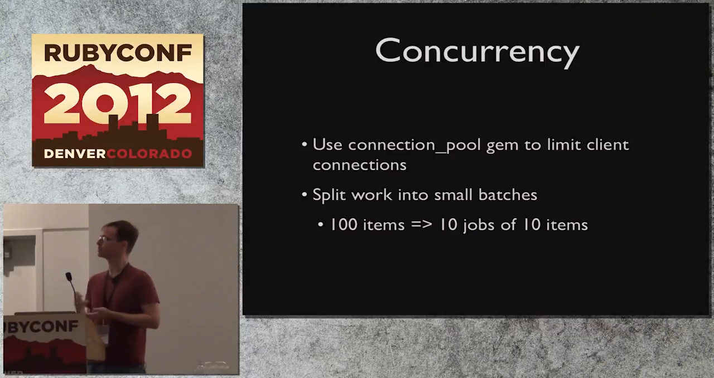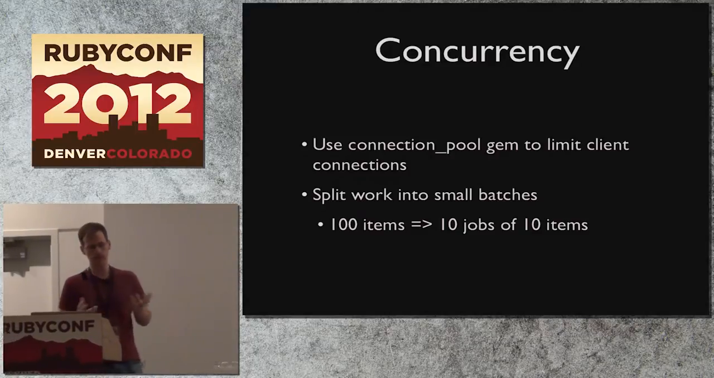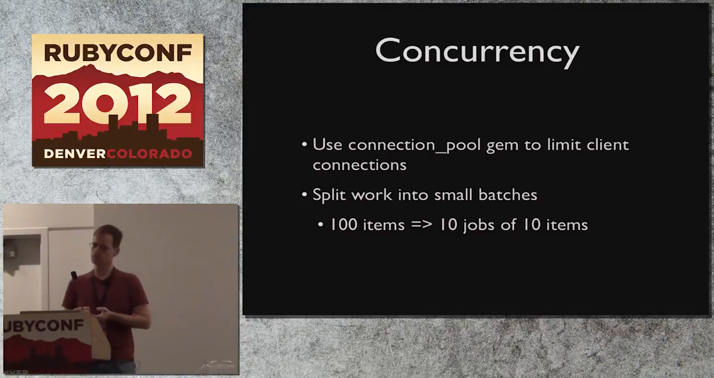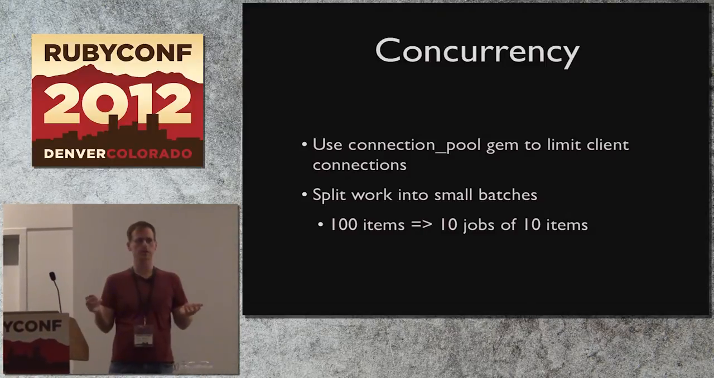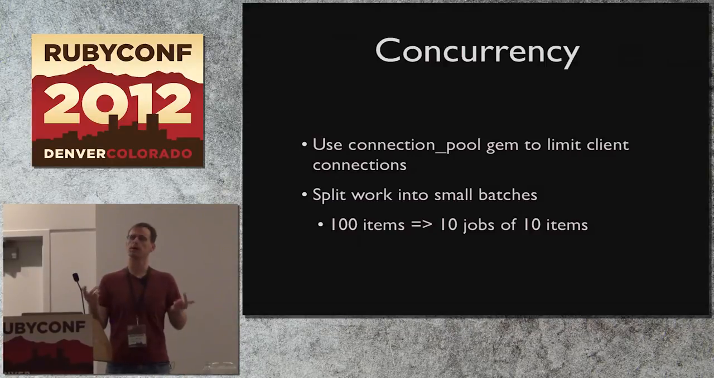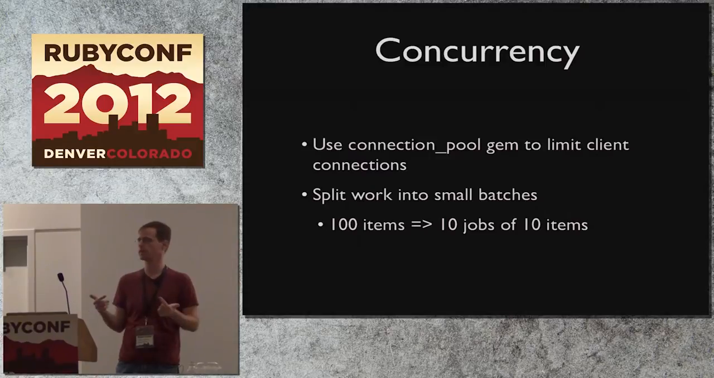There's a couple things you can do. You can use a connection pool so that your processes are limited in the number of connections they can make to that service. You can also mix parallel and serial execution and blend them together. So if you've got 100 items to process, instead of creating 100 jobs, you can create 10 jobs which each process 10 items serially. And that way, you've only got 10 workers hitting that server.